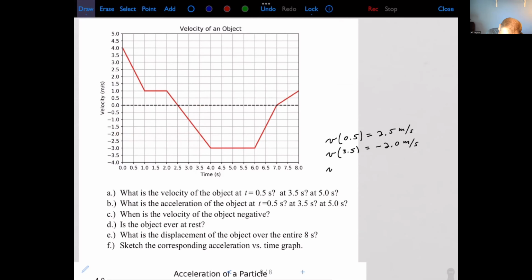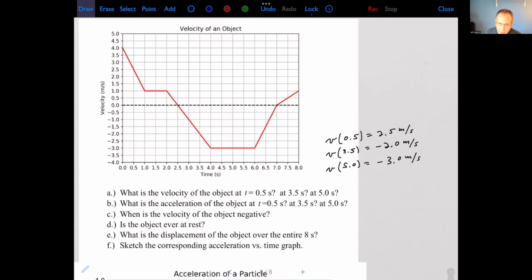And then finally, I want to know the velocity at 5 seconds. So I go to 5, go to the graph, read off the value. It looks like it's -3. So this is going to be -3 meters per second.